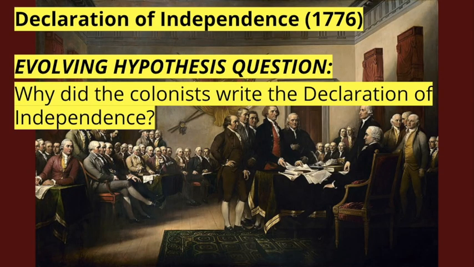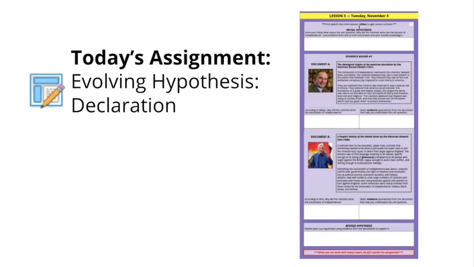Our evolving hypothesis question is, why did the colonists write the Declaration of Independence? Now that you have a little context, you're ready to answer your initial hypothesis and then continue the rest of Lesson 3. Remember that your initial hypothesis is just an educated guess. The only way you can be wrong is to leave it blank or to copy and paste something from Google. I want to know what you think, even though you don't have all the information yet.